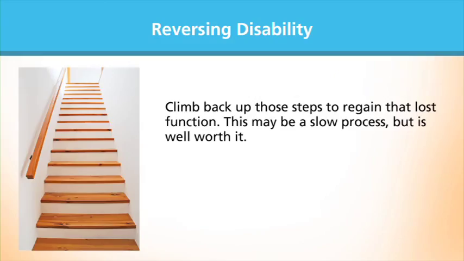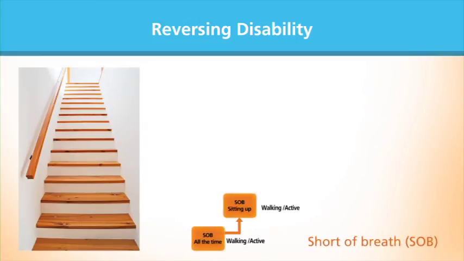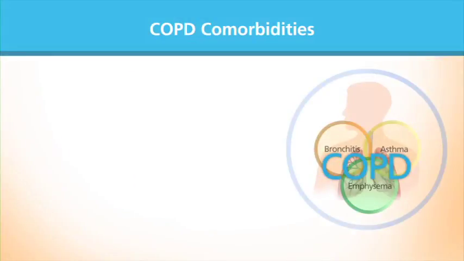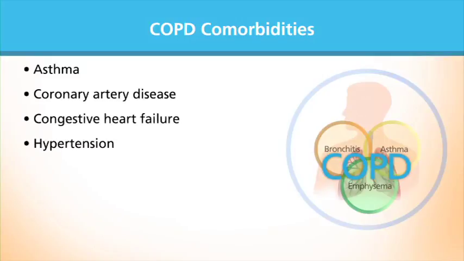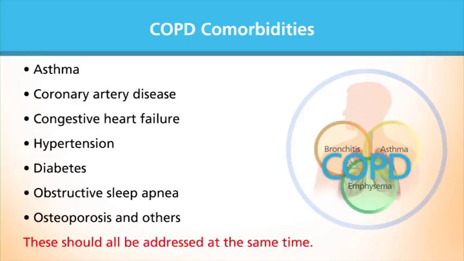Now you can climb back up those stairs and regain the lost function. This may be a slow process, but it is well worth it. And this process should start in the hospital by a walking program, climbing back up those steps to eventually becoming enabled. Now, COPD has a number of comorbidities, particularly asthma, coronary artery disease, congestive heart failure, hypertension, diabetes, obstructive sleep apnea, osteoporosis, and several others. And they all should be addressed at the same time.